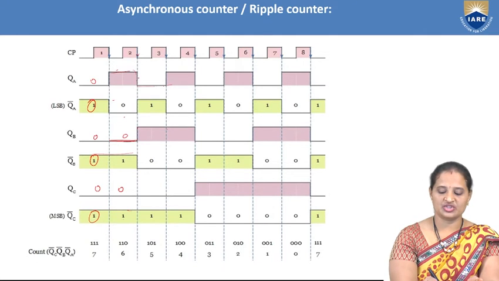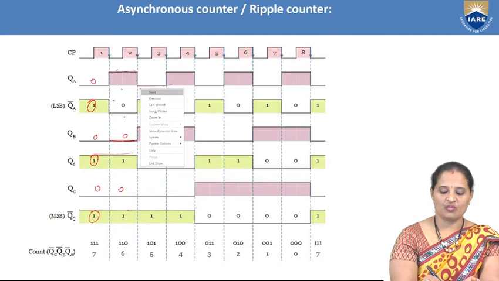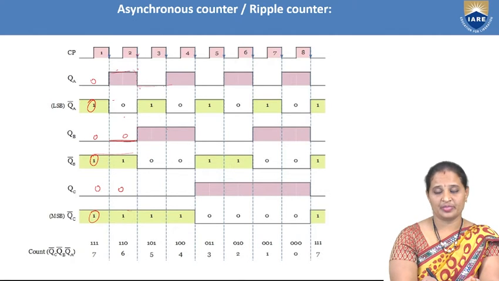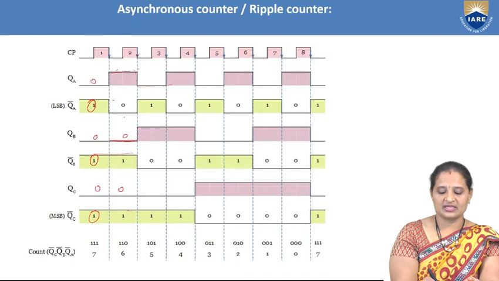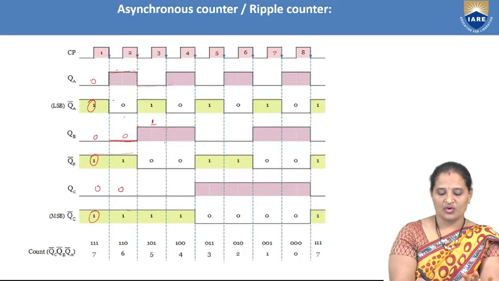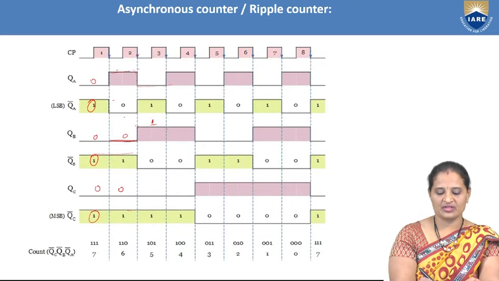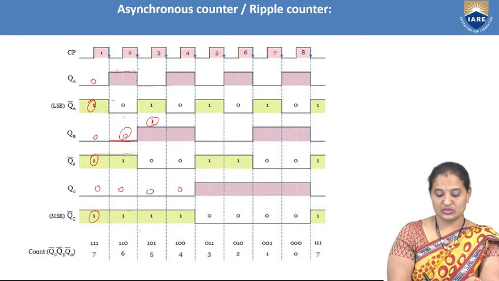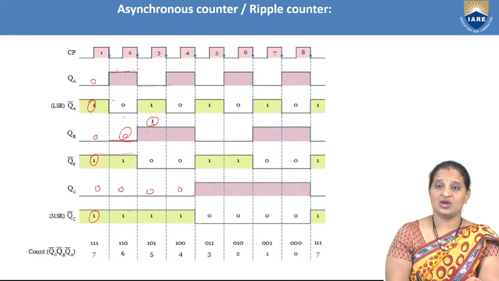So now as it has changed from 1 to 0, what happens? We have a negative edge, and hence the second flip flop will also change its state from 0 to 1. As QB is changed from 0 to 1, QB complement will change from 1 to 0. So what is the transition we have in the second flip flop? 0 to 1. Is it a negative edge? No, it is a positive edge. So the third flip flop will not change its state. It remains in the 0 state only, and hence QC complement is 1.